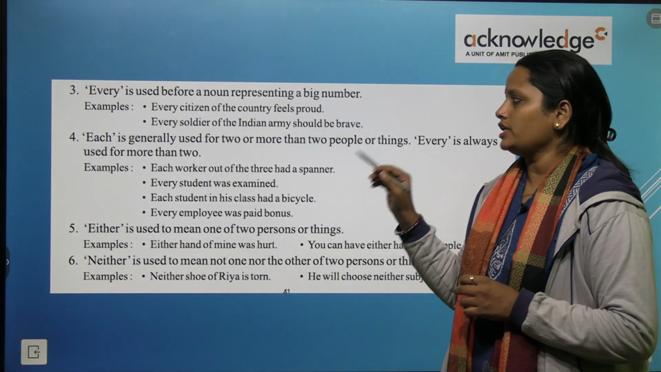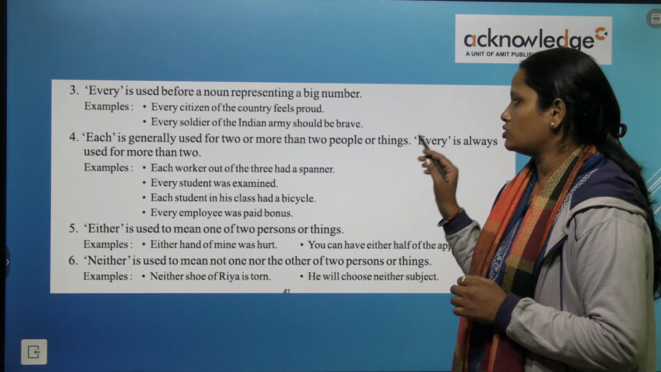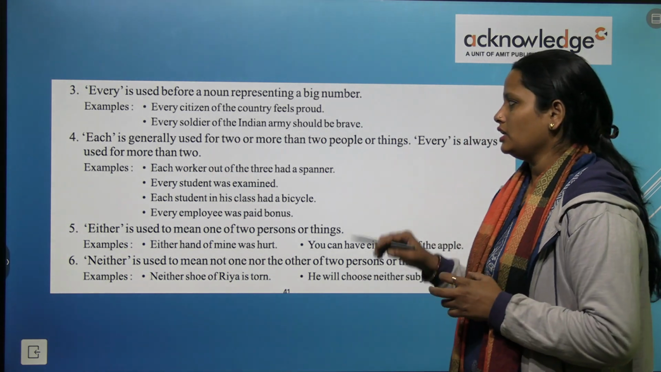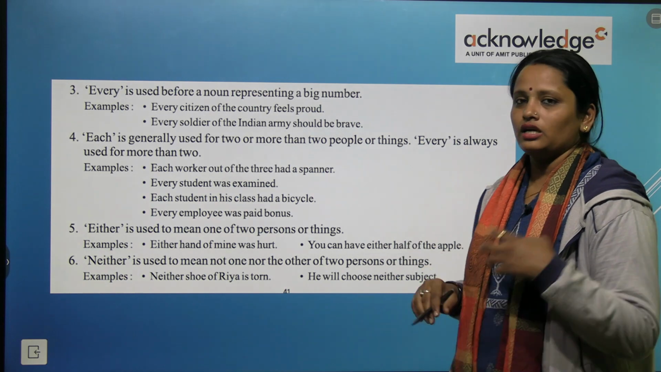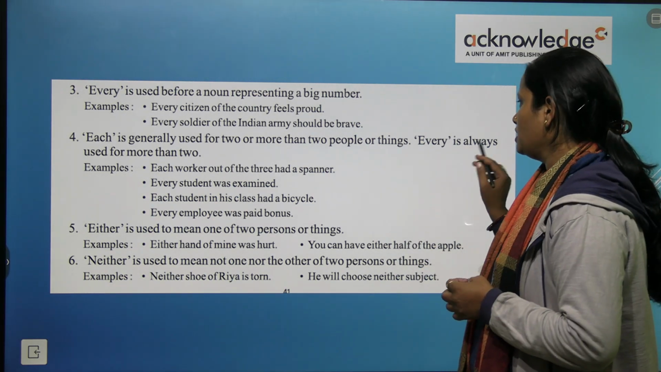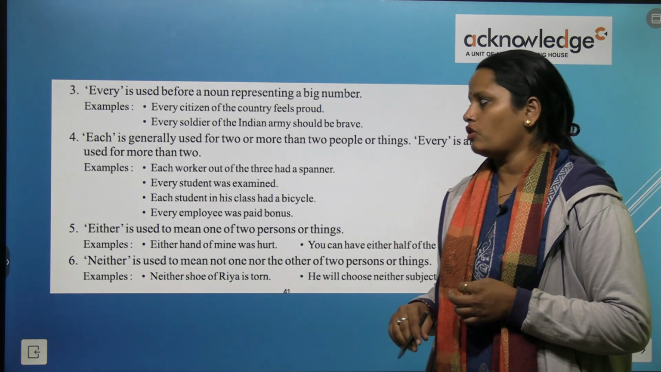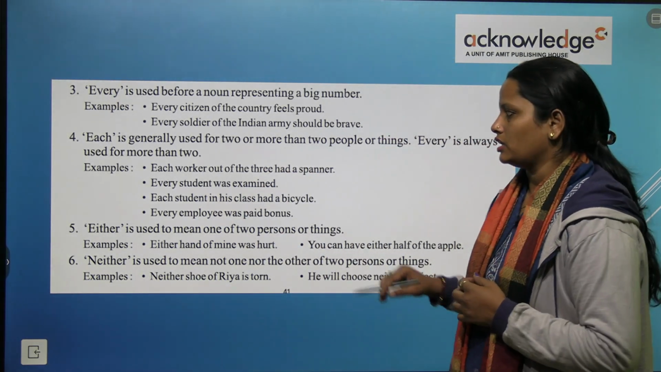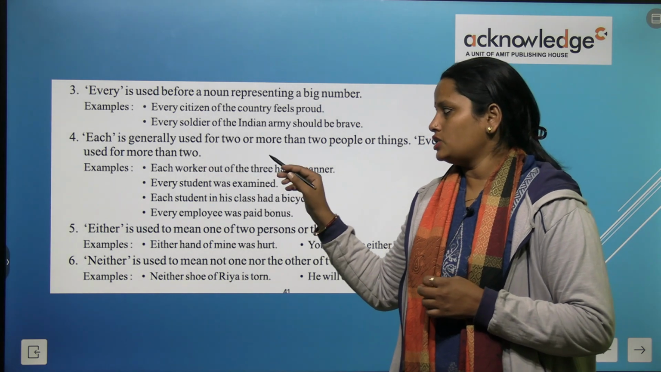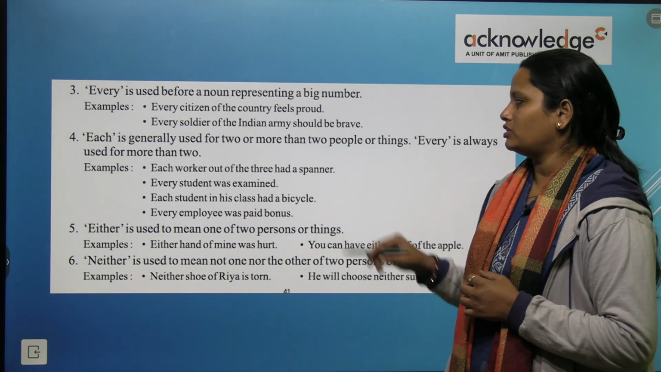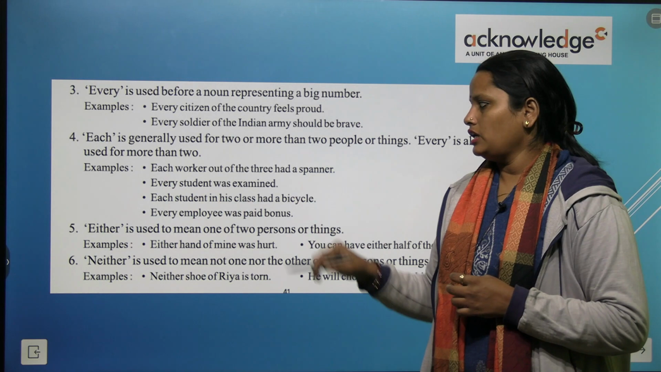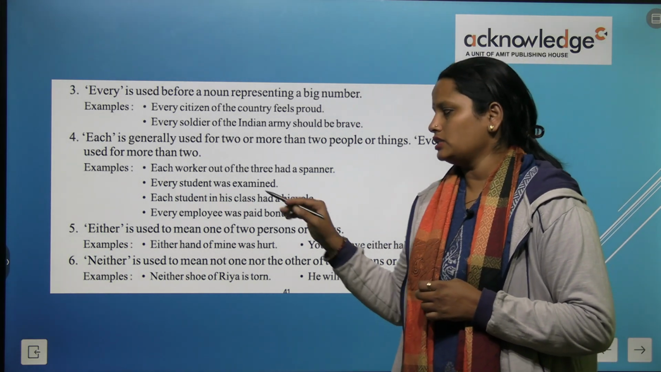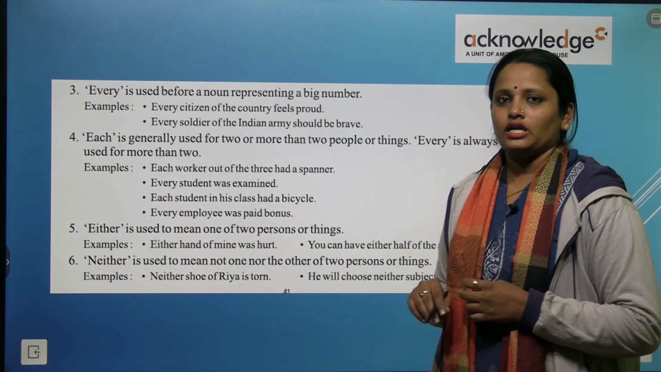Each is generally used for 2 or more than 2 people or things. So each जो हम use करते हैं वो कब use करते हैं, 2 या फिर 2 से ज़्यादा लोगों या फिर things के लिए. Every is always used for more than 2. Every को हम हमेशा 2 से ज़्यादा के लिए use करते हैं. For example, each worker out of the 3 had a spanner. Every student was examined. Each student in his class had a bicycle. Every employee was paid bonus.